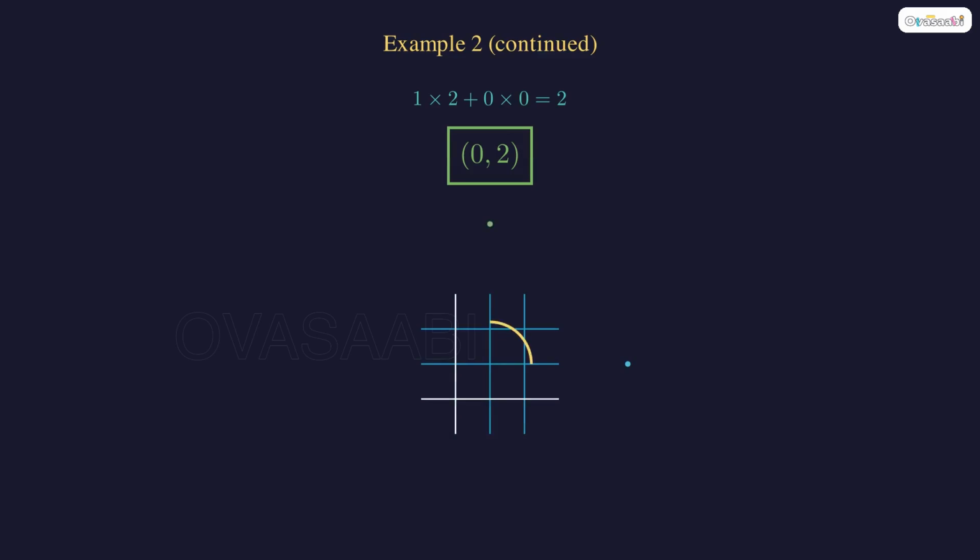The image is 0, 2. The point rotated from the positive x-axis to the positive y-axis.